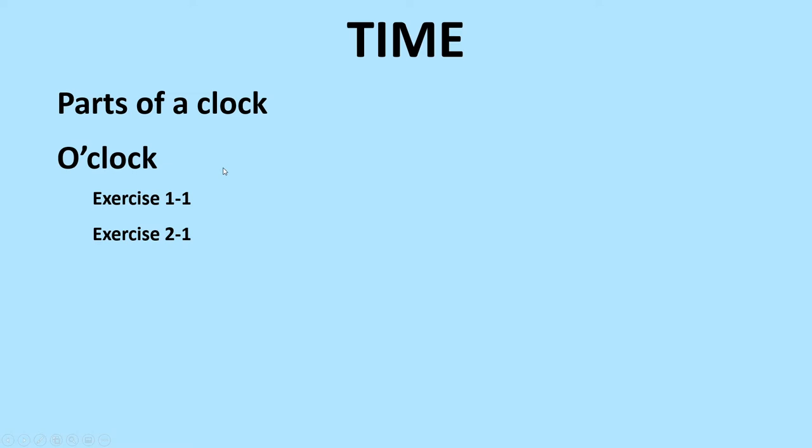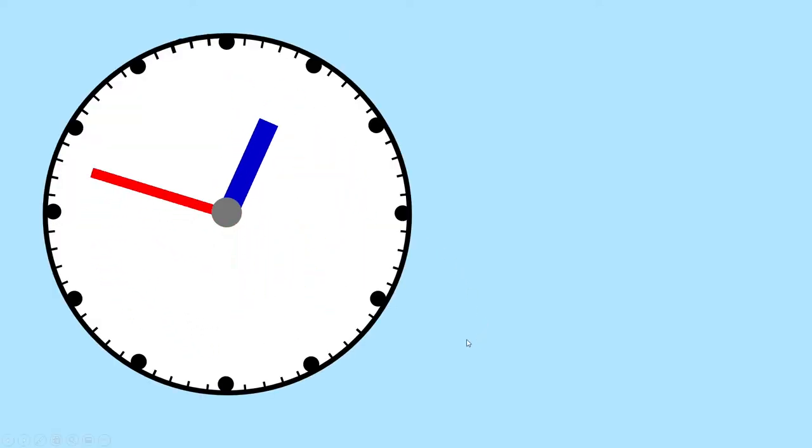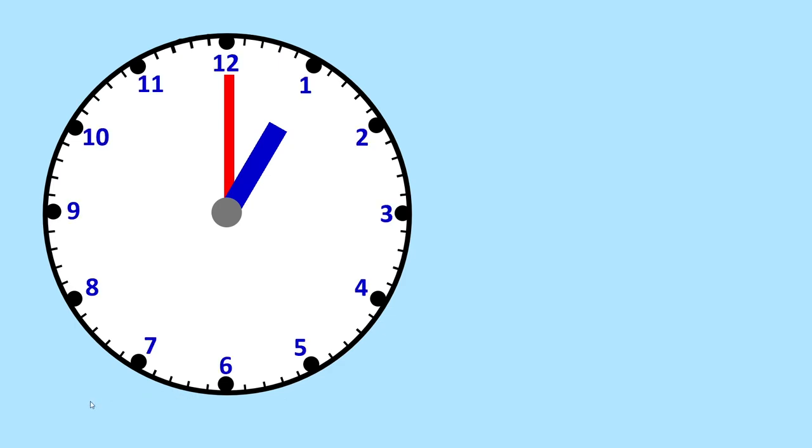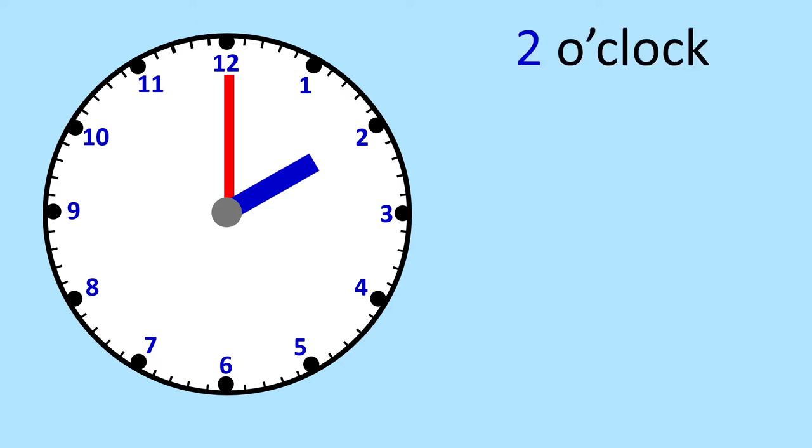Now let's learn to read the clock. This clock says 1 o'clock. 1 o'clock. This clock says 2 o'clock. 2 o'clock.